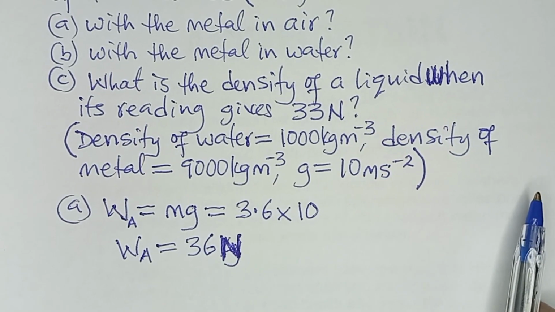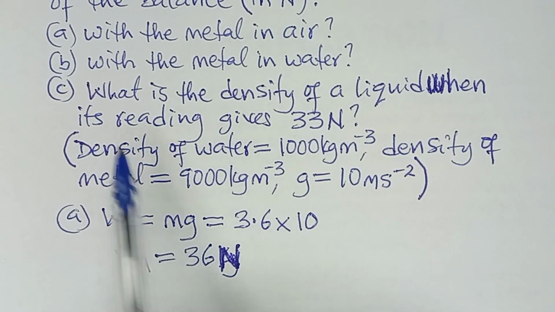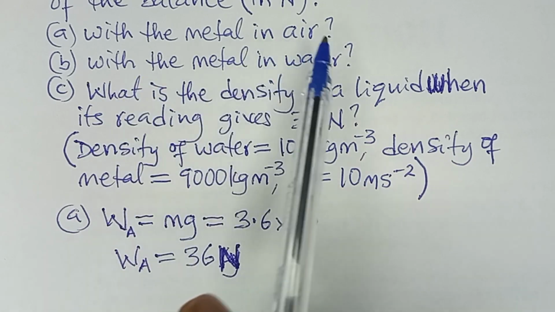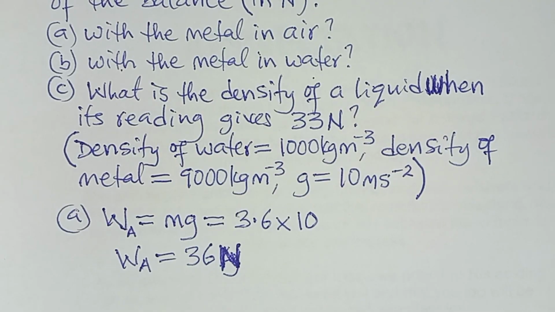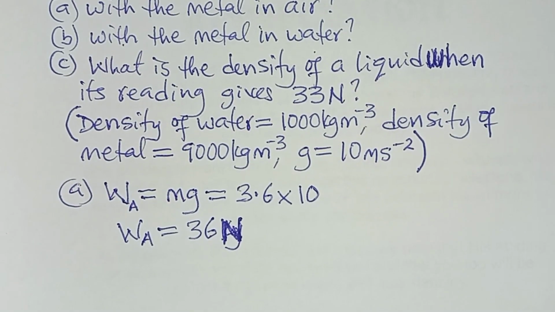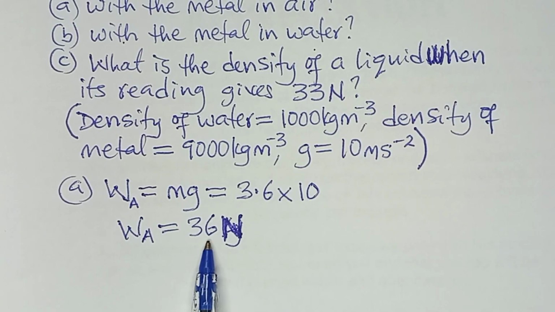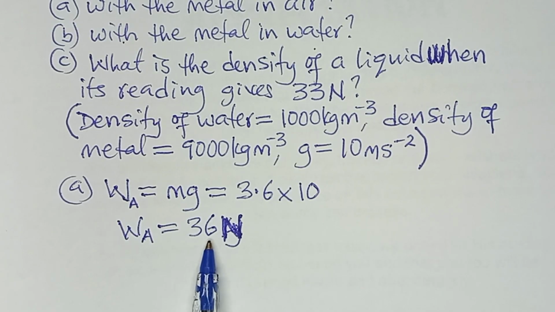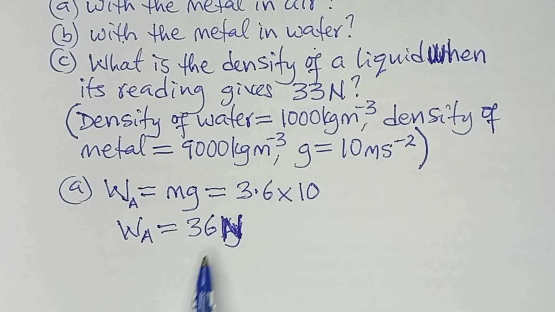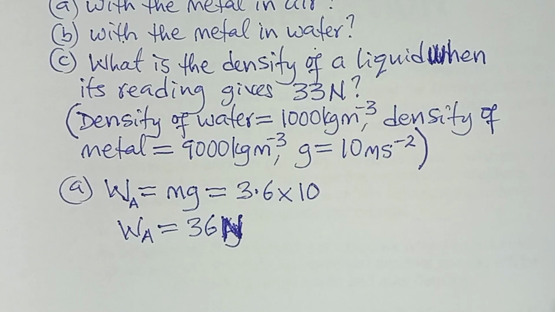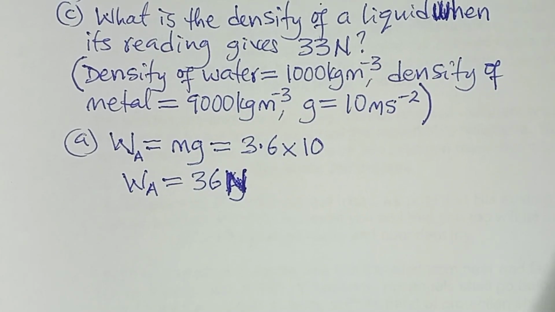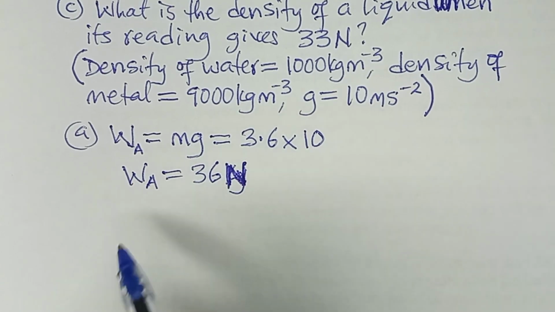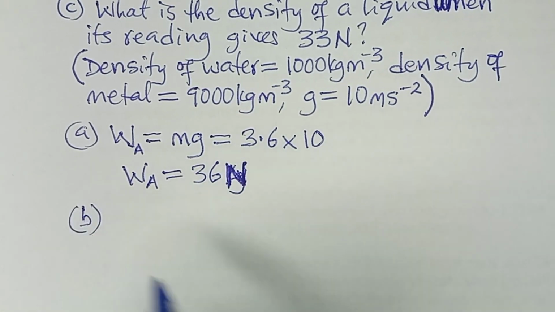Now, let's look at the second question. The second question says to find the reading of the spring balance with the metal in water. So when you now put the metal in water, definitely the reading will be less than this 36 Newton because it will experience upthrust. Upthrust is an upward force. So it will push the metal upward and it will make the weight to be less than 36. Now, before we can solve B, the first thing I would like us to do there is to find the volume of the metal. So in question B, let's find the volume of the metal.